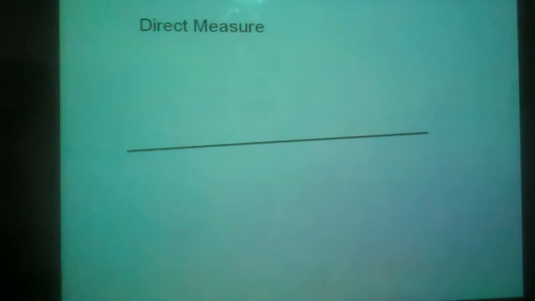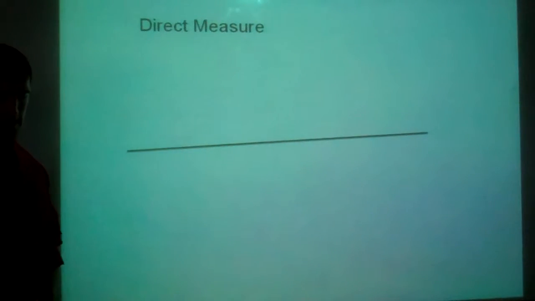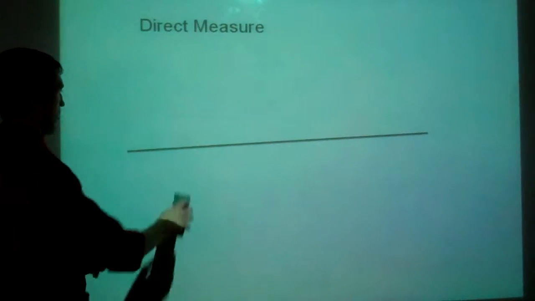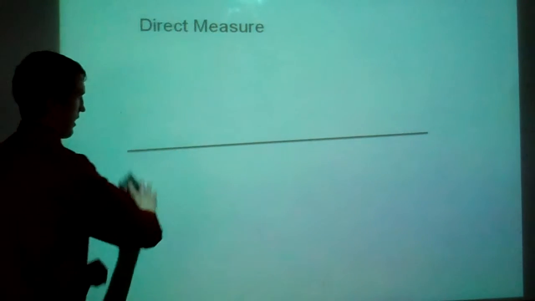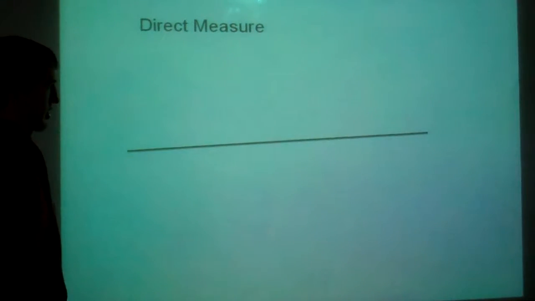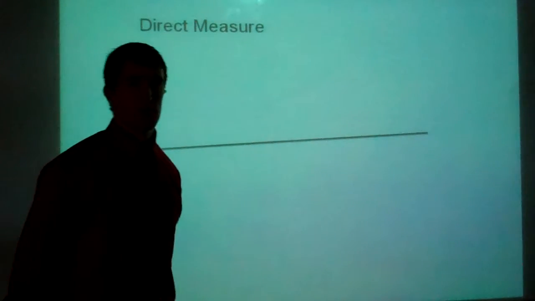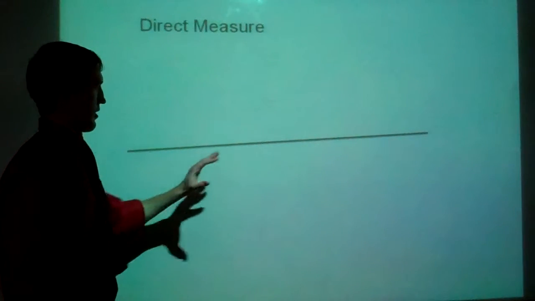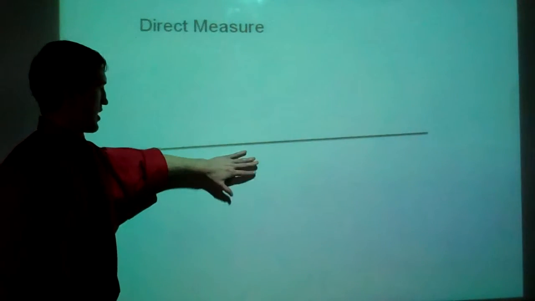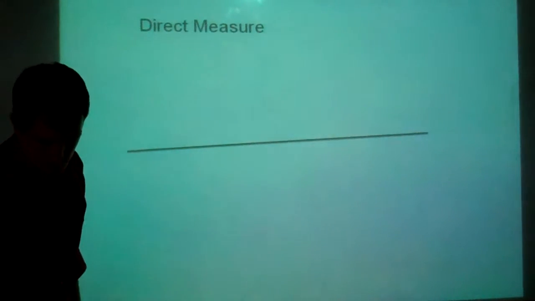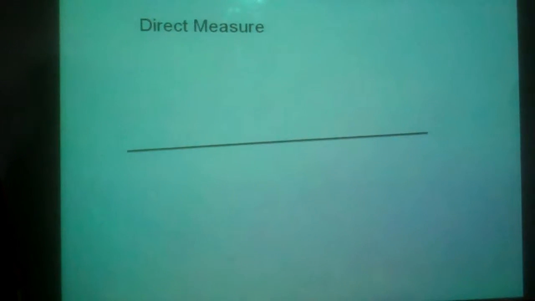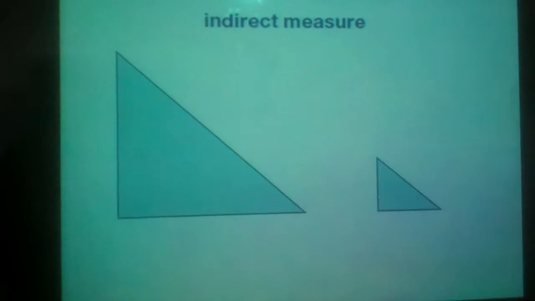Direct measure is when you actually look at something, such as a line segment, and if I asked you to come and figure out its length, you could just come up here with a yardstick or a meter stick or some sort of ruler and measure out and figure out how long it was. That would be easy. This is something that we could measure just on the board. However, we're going to have instances where we can't just do that. And that's where indirect measure comes into play. And we do that using similar triangles.